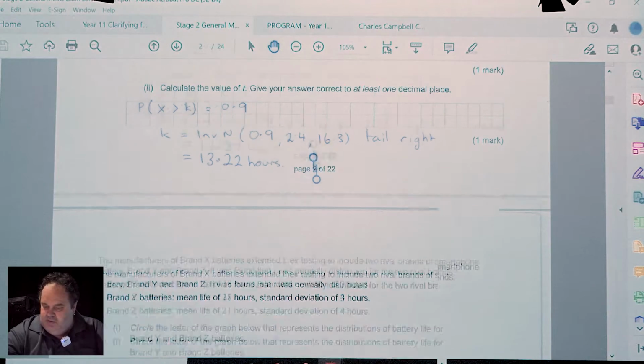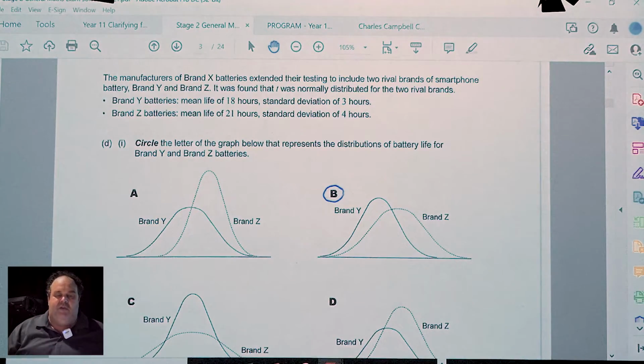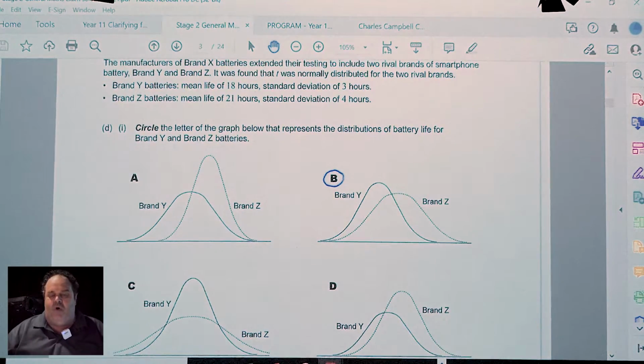D1, this question here. We've been given a slightly different way of doing the question. We've got the mean life and the standard deviation of the two brands. Clearly, the mean life of brand Y was lower than the mean life of brand Z. So you're looking at where those two are going to fit, which gives you either B or D, and then you're looking at your standard deviation. A smaller standard deviation means it's squished together, so the peak of that graph is going to be higher. Therefore, B is the correct answer.